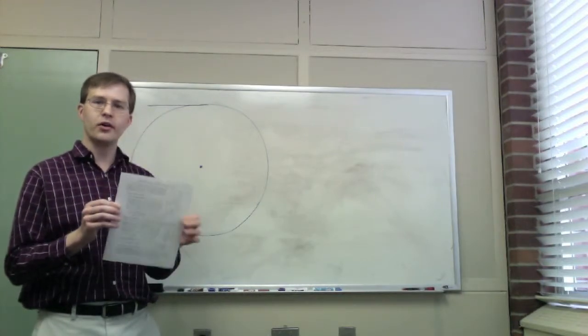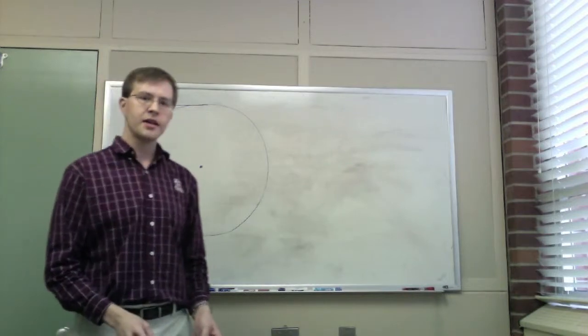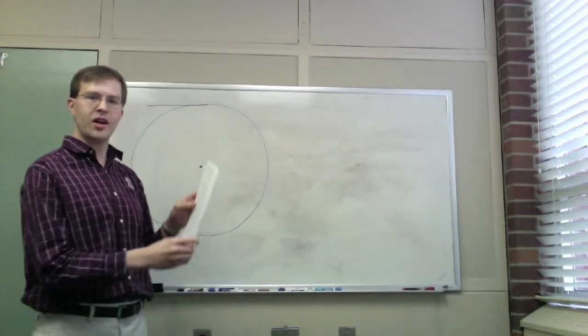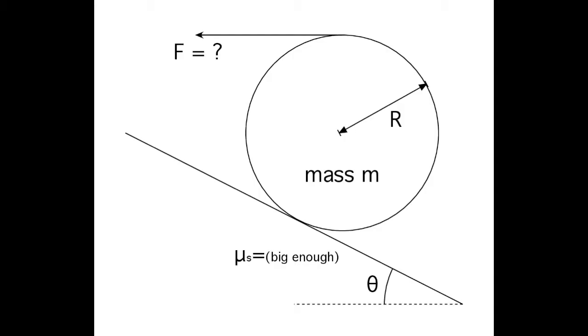I'll describe it in detail here, though, just so you can hear it. What you'll see on this little handout, I'll show you the picture on here. We have a wheel of mass m and radius r that rests on a sloped surface. The angle of the sloped surface compared to horizontal is theta, and it's not slipping. It rests there without slipping, so there's enough static friction to keep this from slipping down the hill.